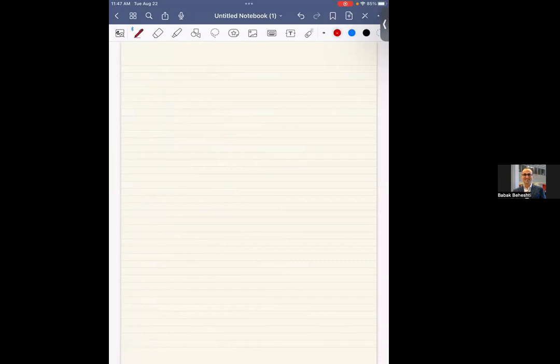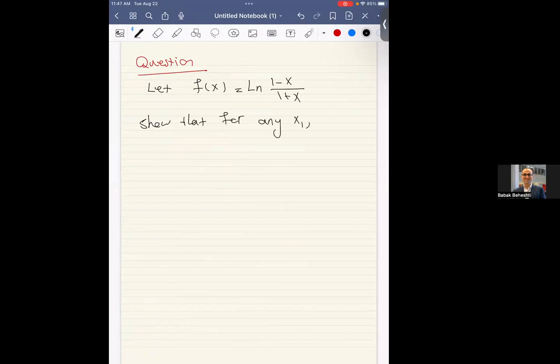Another question is that, let's say f of x equal to ln of 1 minus x divided by 1 plus x. Show that for any x1 and x2 between minus 1 and 1.